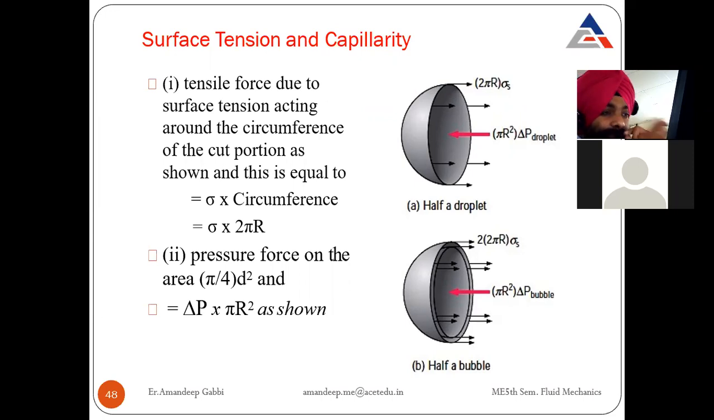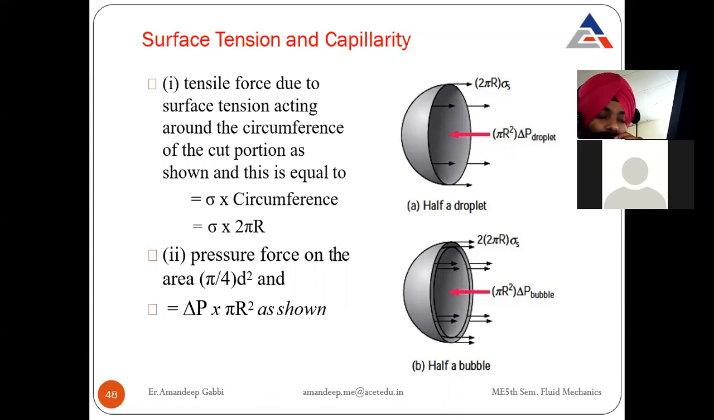Similarly, there is a pressure force from inside acting towards outside, because of which it can break and scatter. The pressure force on the area pi by 4 d square is equal to delta P. Delta P is the pressure acting inside, and pi r square is the area of this surface on which it is acting. Now these two forces should be equal, then only the droplet will become stable. Otherwise the droplet will break away, just as our balloon bursts, the droplet will burst. So it will not be stable.